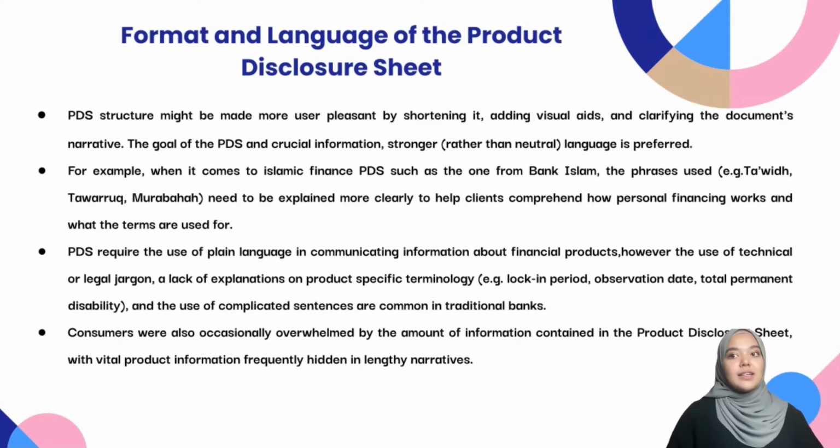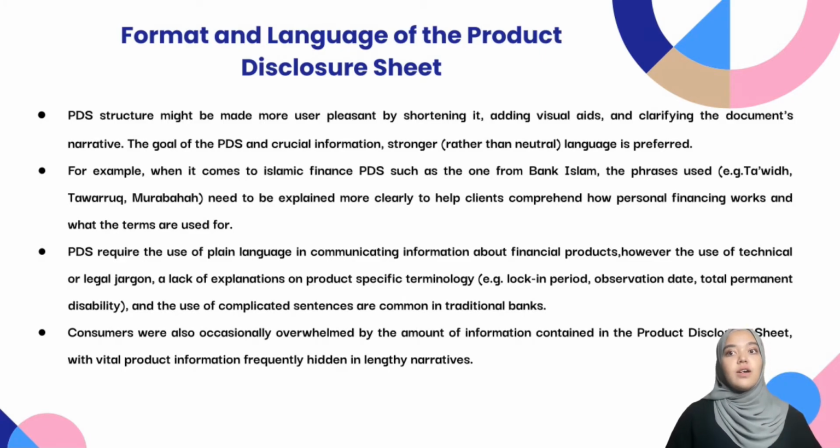Secondly, the format and language of the product disclosure sheet. The product disclosure sheet structure might be made more user-friendly by shortening it, because now it is from 4 to 8 pages, adding visual aids and clarifying the document's narrative to convey the goal of the product disclosure sheet and crucial information. Stronger rather than neutral language is preferred. For example, when it comes to an Islamic finance PDS, such as the one from Bank Islam, phrases such as tawidh, tawarruq, and murabahah need to be explained more clearly to help clients comprehend how personal financing works and what the terms are used for.